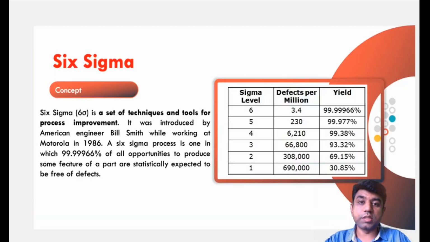Now, let us discuss Six Sigma. The concept of Six Sigma is basically a set of techniques and tools for process improvement. Now, in this sigma level, we are actually dealing with the different defects present per million, right?